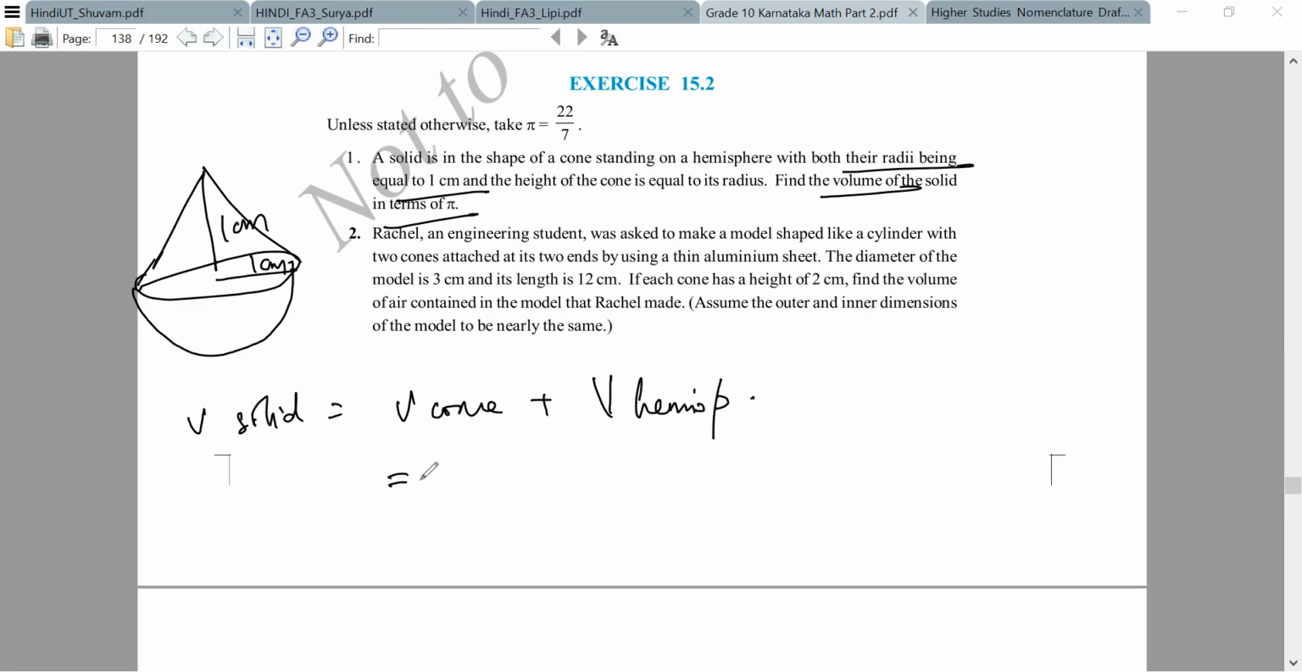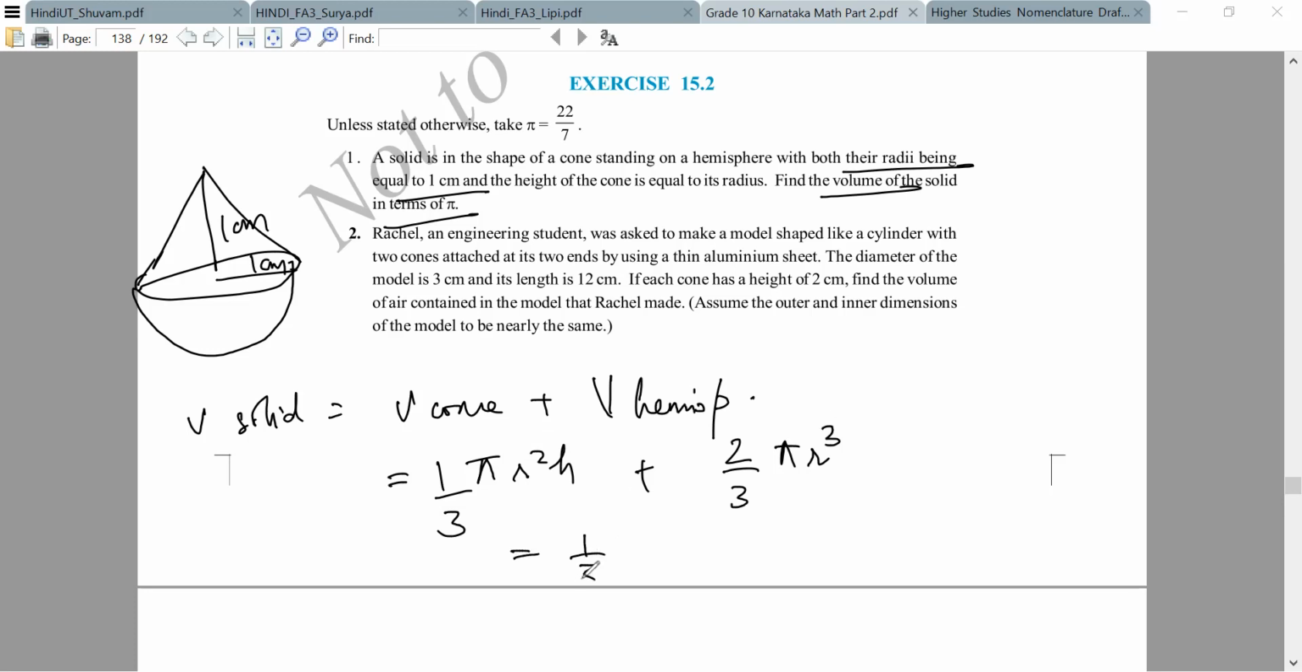Yeah. Bindu, okay with this much? Yeah. Volume of cone is how much? 1 by 3 pi r square h. Volume of hemisphere is how much? 2 by 3 pi r cube. Yeah. Okay with the formula? Now, in place of r, what you will put? 1. In place of h, what you will put? 1. In place of r, you will put 1.